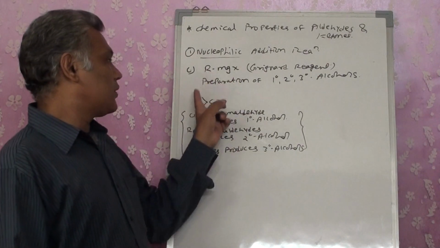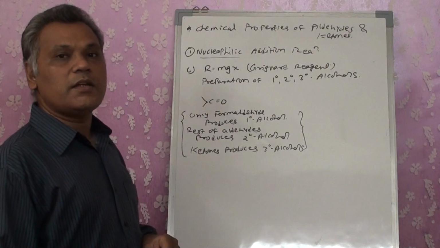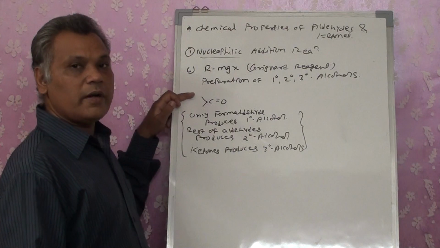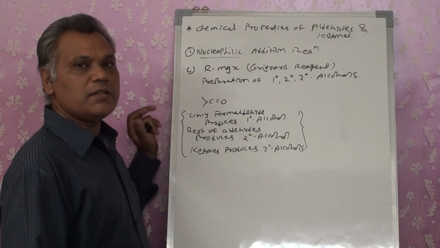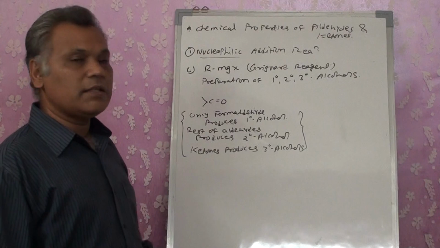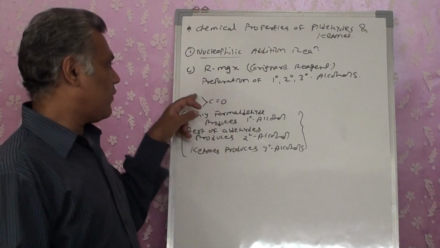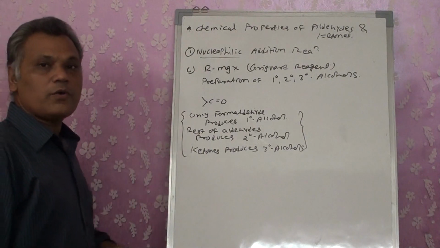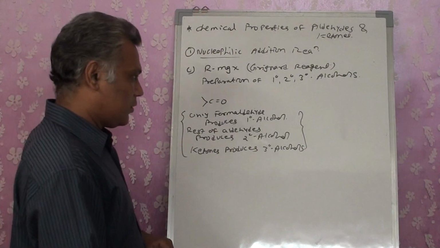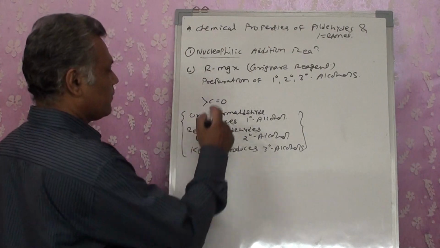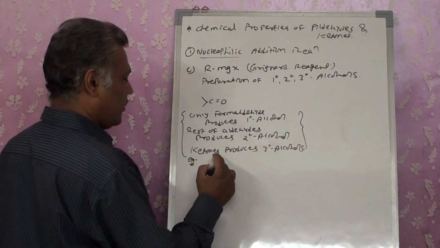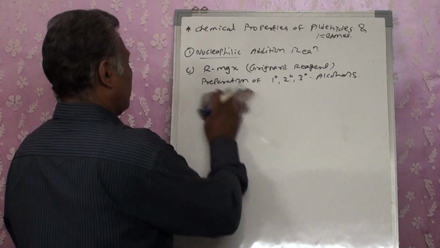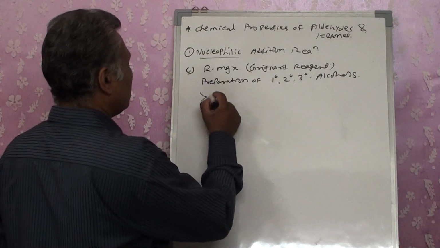If the carbonyl group is other than formaldehyde, other than methanal, that means if we don't have both as hydrogen, one is alkyl and one is hydrogen, then we are going to get secondary alcohols. And if we are having ketones, both of them alkyl or aryl groups, we are going to get tertiary alcohols. Now let us take some examples.